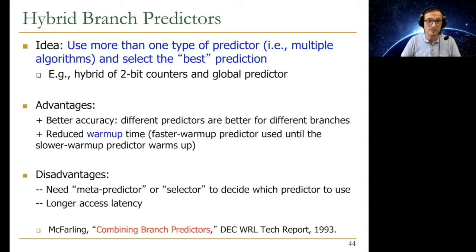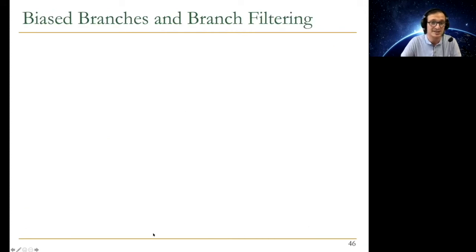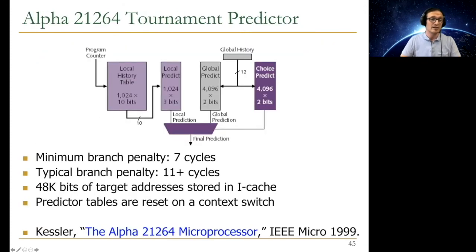But that said, these hybrid predictors have been implemented in many, many processors. In existing processors, all we have is hybrid predictors. This is one example from Alpha 21264. It's called a tournament predictor. It's essentially a hybrid predictor. But let's take a look at this example. They had a minimum branch penalty of 7 cycles in that machine.